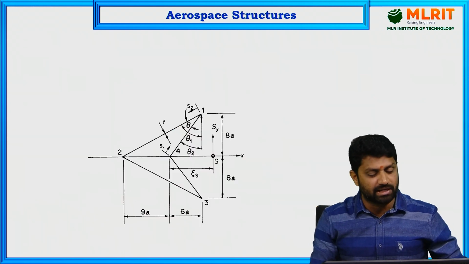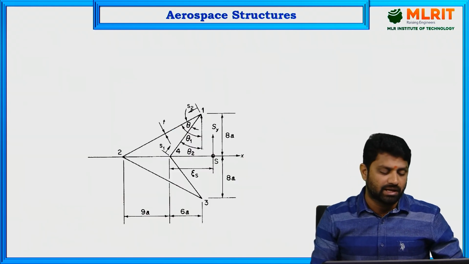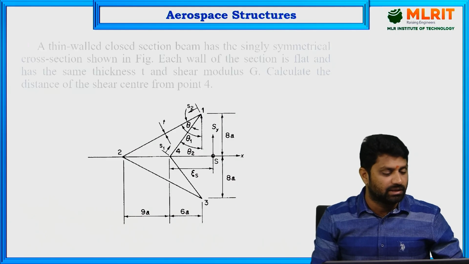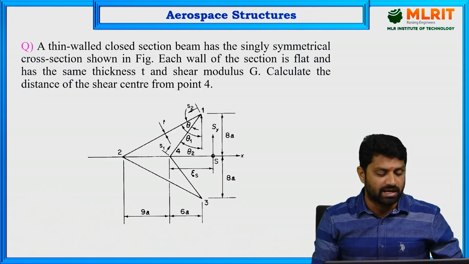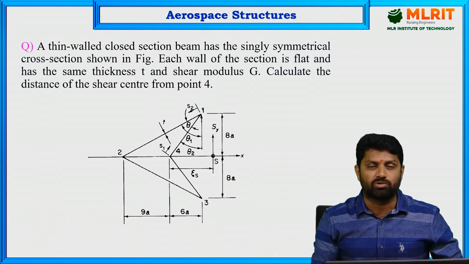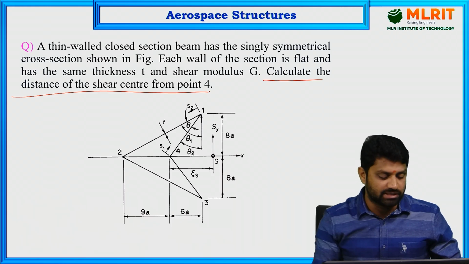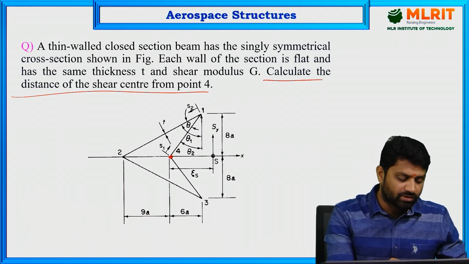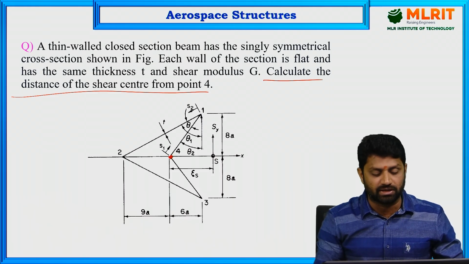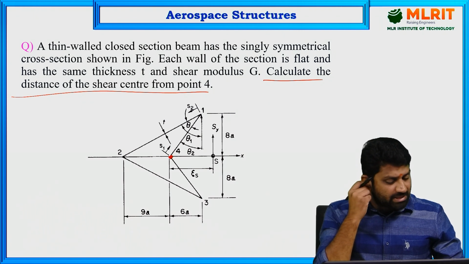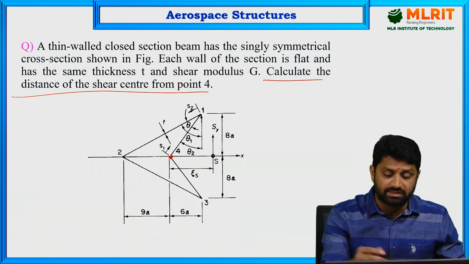To understand that, we'll see one problem here. A thin walled closed section beam has the singly symmetrical cross section shown in the figure. Each wall of the section is flat and has the same thickness t and same shear modulus, that is capital G. He is asking to calculate the distance of shear center from point 4. Where is point 4? Here it is point 4.